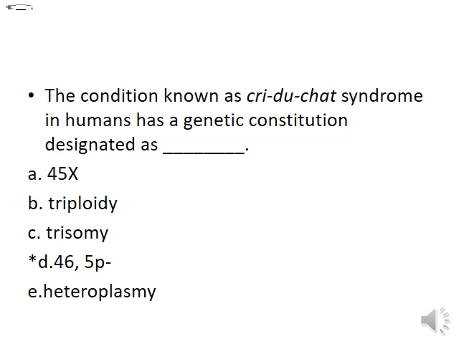The condition known as Cri-du-chat syndrome in humans has a genetic constitution designated as D, 46, 5p minus. Remember, this is a deletion in chromosome number 5 in the P arm, the short arm.